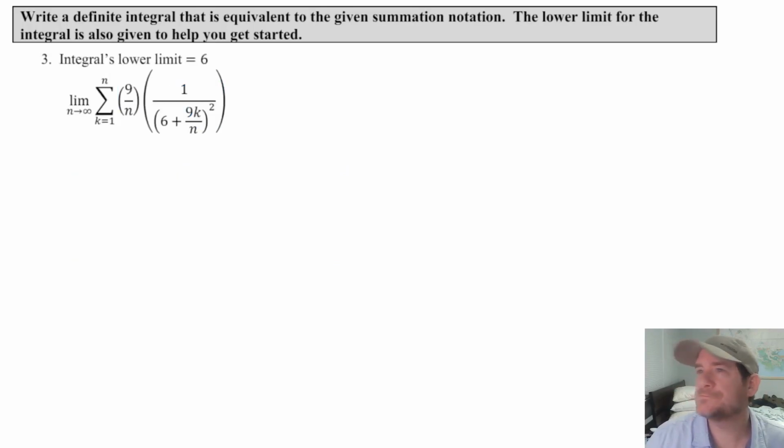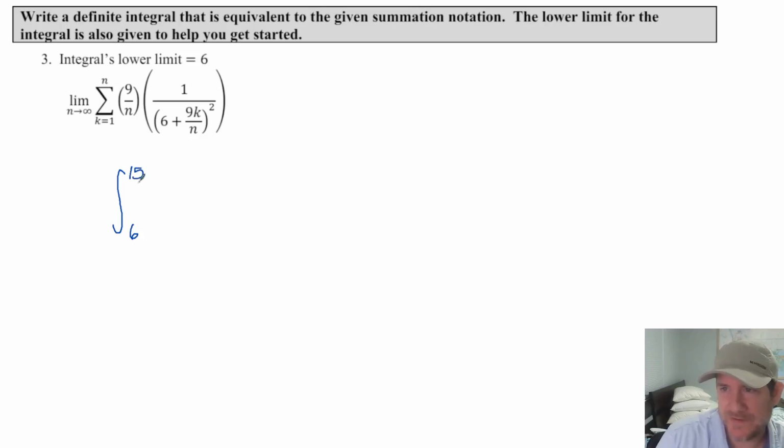3. So 3 is another one. We're going to do the integral with a lower limit starting at 6, the upper limit of 9, again, it doesn't mean we put a 9 here. That would mean the width of our interval was only 3. We want the width of our interval to be 9. So you have to add 9 to 6 and go all the way up to 15 so that your width is 9. Then looking at this, here's the 9 over n.